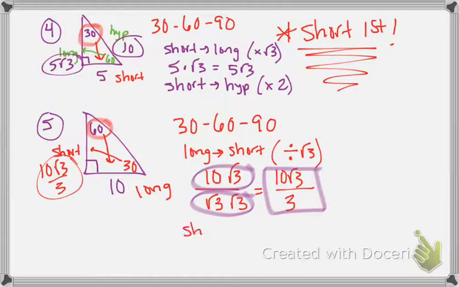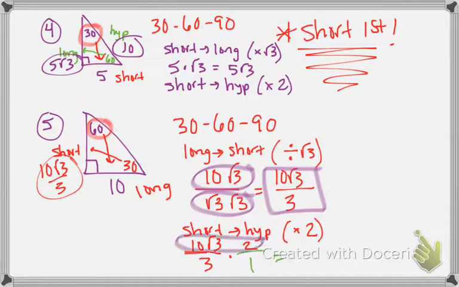Now we have to use our short leg because we do not have a rule that goes from long leg to hypotenuse. So we have to go short to hypotenuse. And to go from short to hypotenuse, we have to multiply by 2. So we have the short leg, which is 10 root 3 over 3, and we have to multiply by 2. Well, this is the same as 2 over 1. So when we multiply fractions, we multiply across the top. So that is 20 root 3. And then we multiply across the bottom, which is just 3. So your hypotenuse is 20 root 3 over 3.